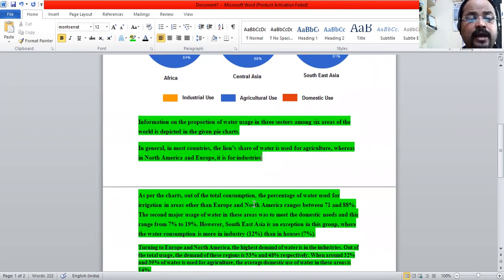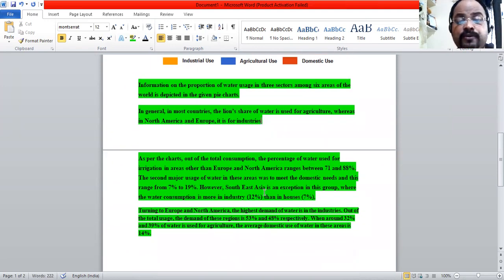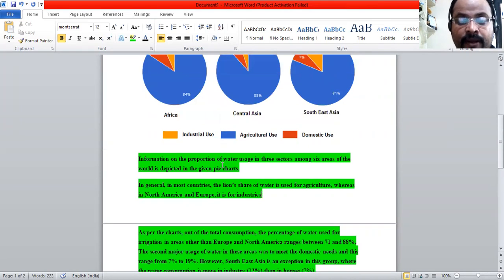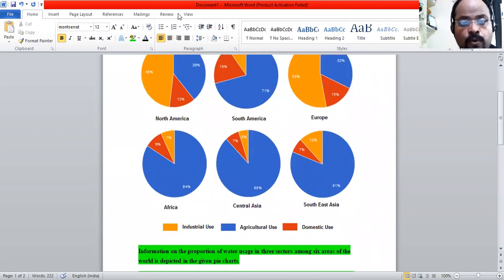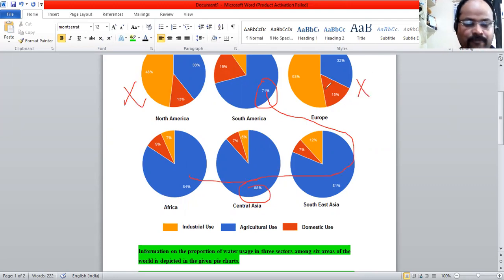Now, as per the charts, out of the total consumption, the percentage of water used for irrigation in areas other than Europe and North America ranges between 71 and 88%. That is, the percentage of water used for irrigation, that is agriculture, in areas other than Europe and North America. The lowest value is 71% and the highest is 88%. This is the range of water share used in these regions.